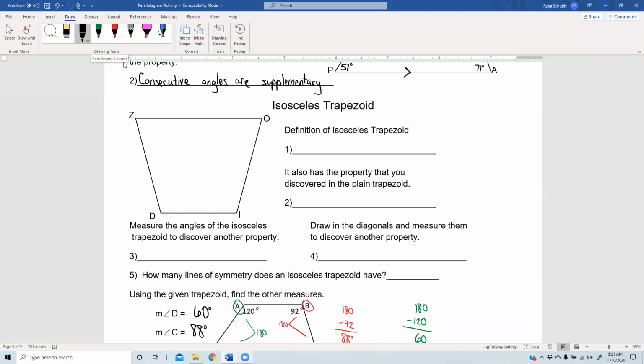Now, we know they have to have the same properties. So ZO and ID have to be parallel. What makes a trapezoid isosceles is that the legs are congruent to each other. So ZD and OI are congruent. That's what makes a normal trapezoid turn into an isosceles trapezoid. The legs are congruent.